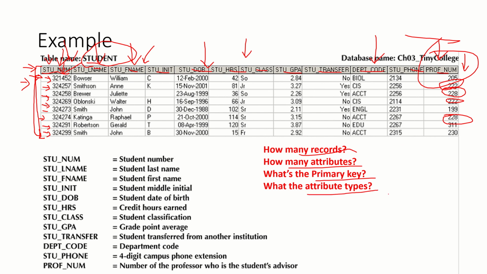Okay, what are the attribute types? So you can see here the student's number, the attribute type should be number. Okay, this should be character. Student's DOB should be the date. The GPA should be floating point, and the transfer should be boolean. That means only yes or no, right? So this example can help you to understand what the record is, what a row is, what a column is, what the attributes are, how you choose the primary key, and what the attribute types are.